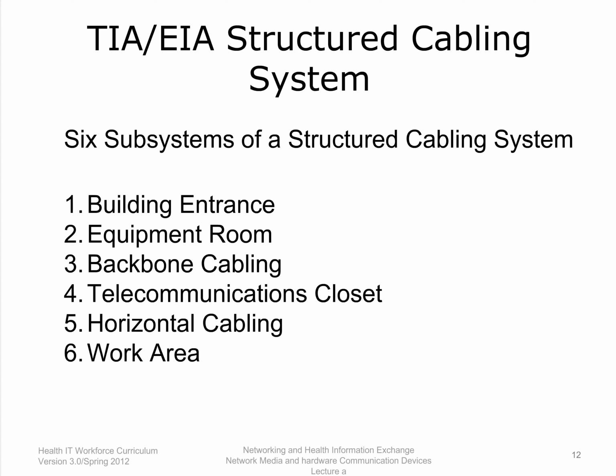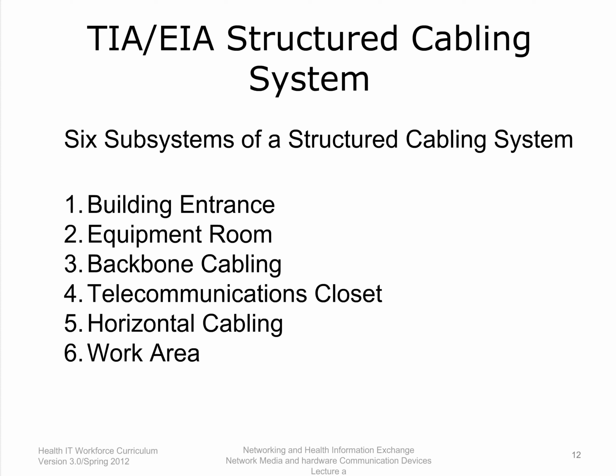Building entrance. This is the point at which outside cabling interfaces with the intra-building backbone cabling. It may also be referred to as the demarcation point, a term left over from the telephone networks. The telephone company network ends and connects with the wiring at the customer premises.